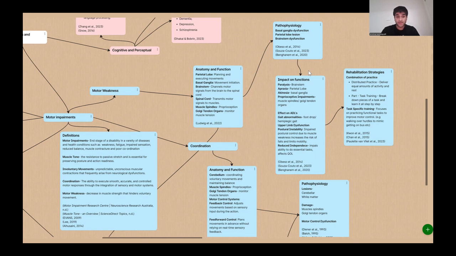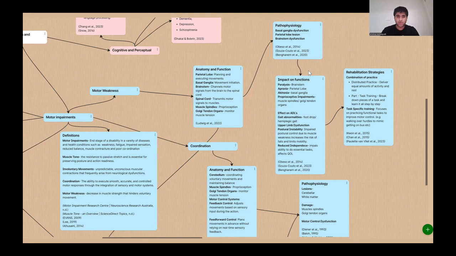Our final motor impairment is coordination. Coordination is the ability to perform smooth, accurate, and controlled movements by integrating sensory input with motor output. Simple tasks like walking, reaching, and manipulating objects are some examples. When disrupted, as in stroke, cerebellar ataxia, or multiple sclerosis, movement becomes clumsy and unstable.